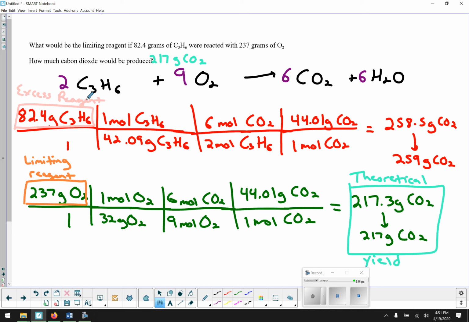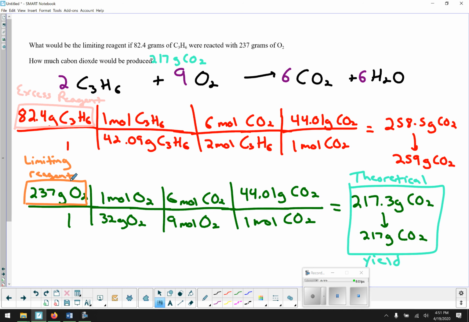And again, we would make 217 grams of CO2. So that's limiting, excess reagent, and theoretical yield. So that's what happens when you get a real world situation. Instead of just being given one number, like just given 82 grams of propene, you're actually given both reactants, which is what happens in real life. You don't have an infinite amount of one reactant. You are limited by both reactants. They have finite amounts. So to find out which one will run out first, and that's the one that limits your amount that you can make.